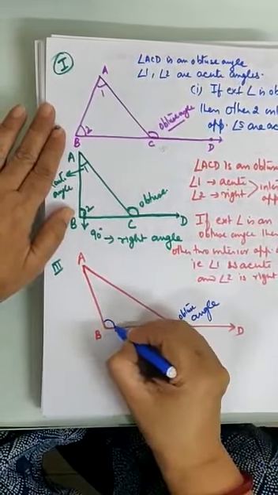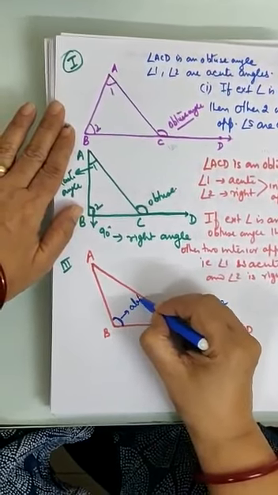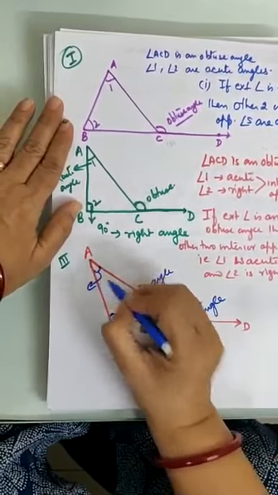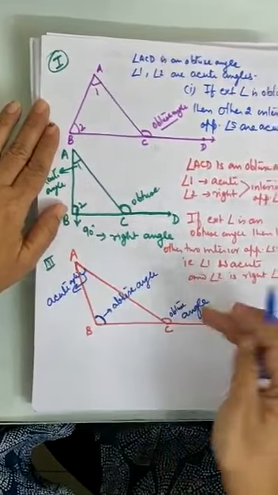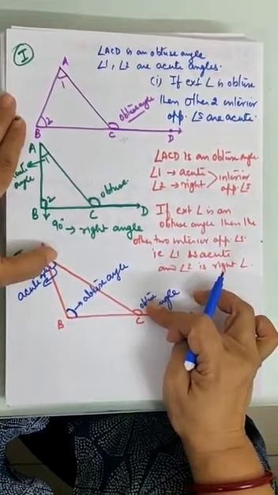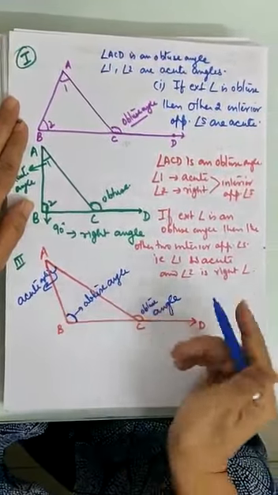Now what kind of angle is this? This is again an obtuse angle. What kind of angle is it? It is an acute angle. Okay, so when the exterior angle is an obtuse angle, one interior opposite angle is an acute angle and the other interior opposite angle is an obtuse angle.